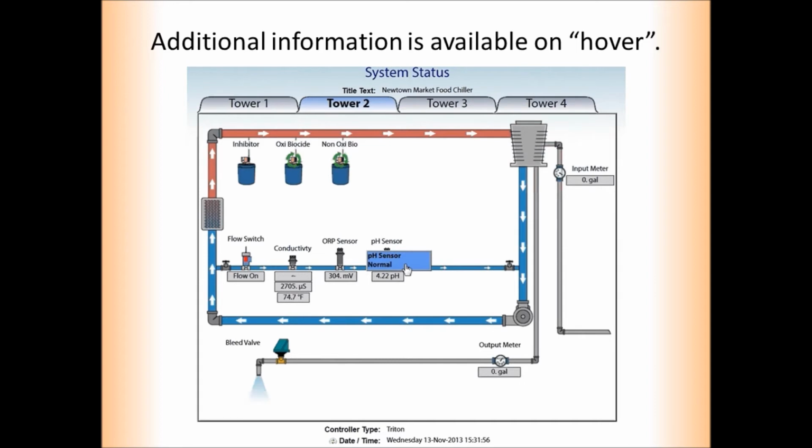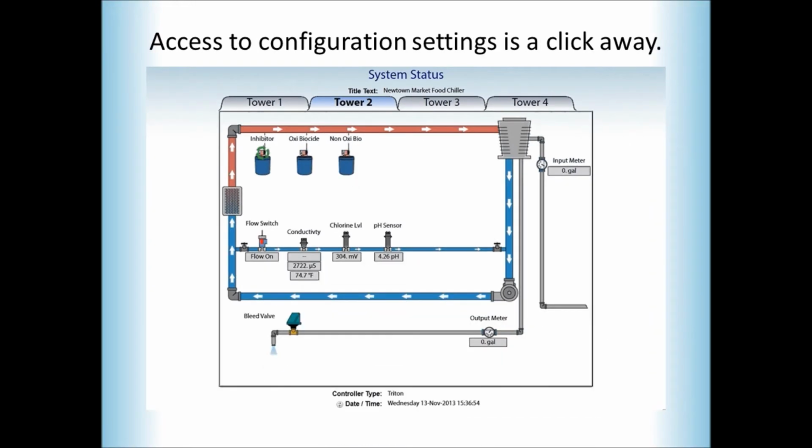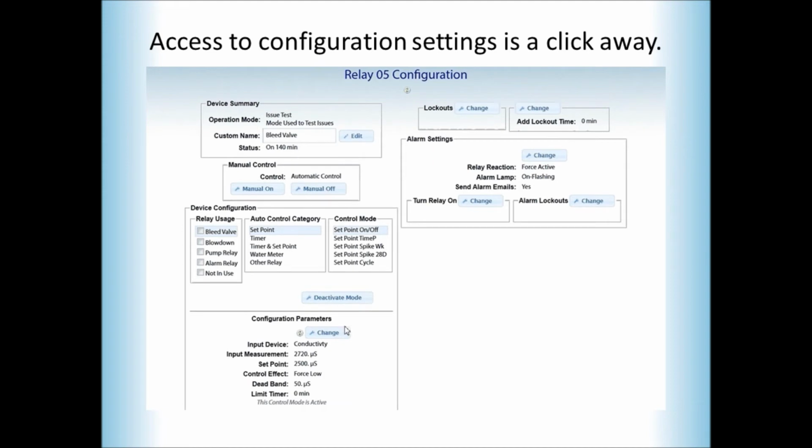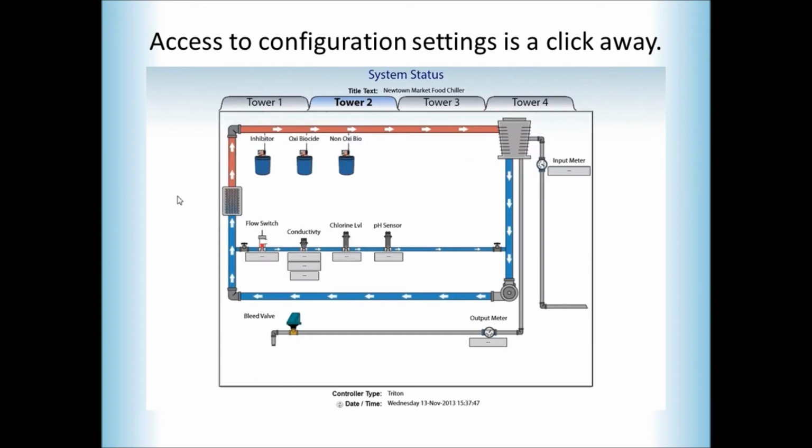Further information is available, also access to the control configuration settings, by simply double-clicking the icon. Let's go check the actual control settings for that bleed valve. By simply double-clicking, we get access to all its configuration settings. We have manual controls we can use, we can edit its custom name, and we can change its alarm settings, when it has an alarm and why, and what happens.